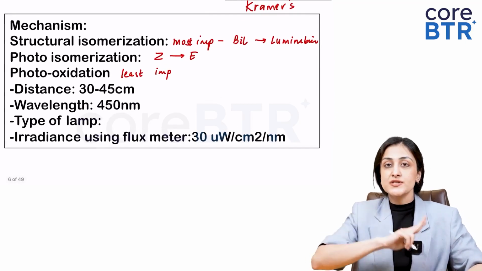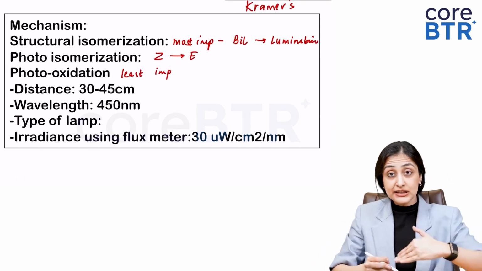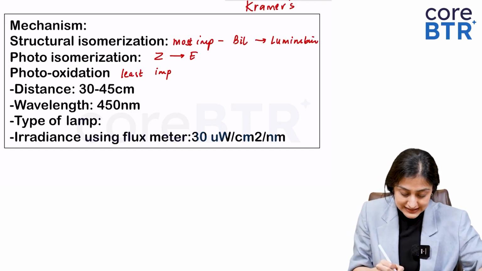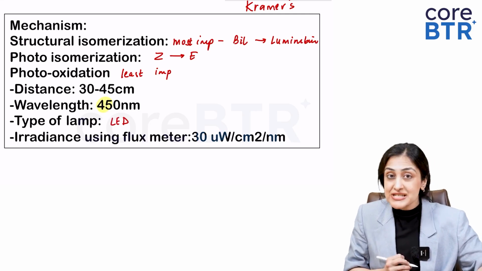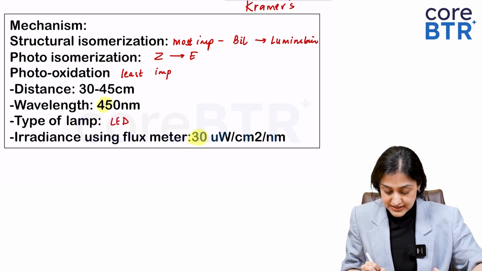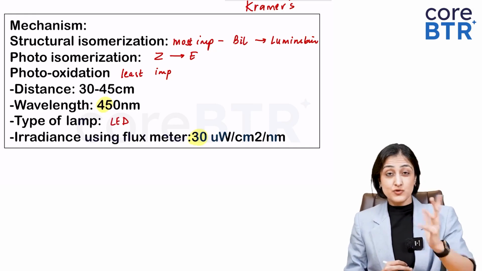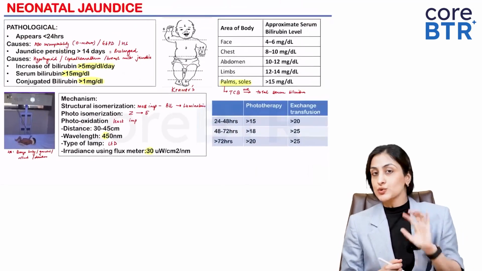Now you remember two numbers, 30 and 45. So distance is 30 to 45 centimeter. It's an LED lamp that we use. From 45 remember 450 nanometer wavelength, and from 30 remember irradiance is 30. So just two numbers, if they ask you'll be able to solve.